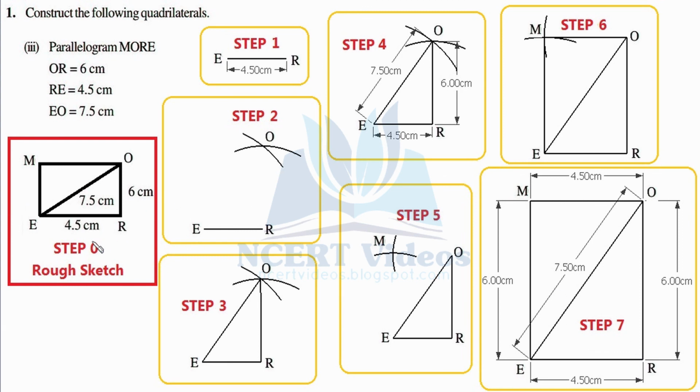And this rough sketch is very helpful in constructing the final figure. With this, we have successfully completed our third part. That is, we have constructed parallelogram MORE in a clockwise direction. With this, part 3 of question number 1, chapter name Practical Geometry, has been solved.